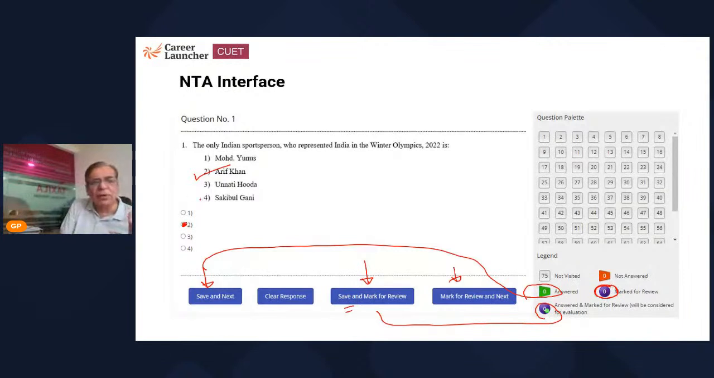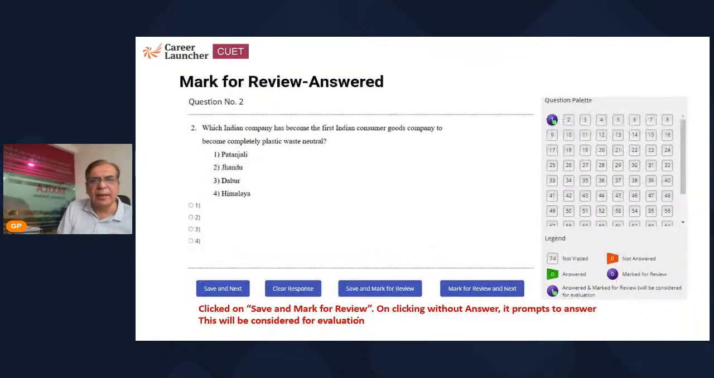So after every question, if you want it to be counted for evaluation, you have to do save and next or save and mark for review. One of the two has to be done. Okay? इसी तरीके से अगर हम अगला क्वेश्चन देखते हैं.